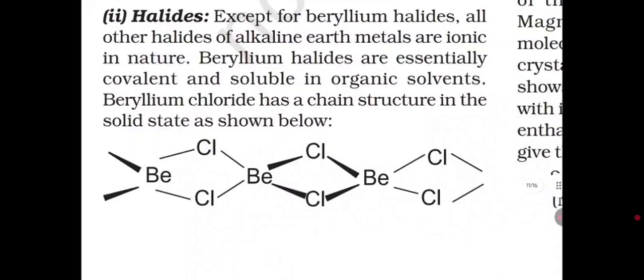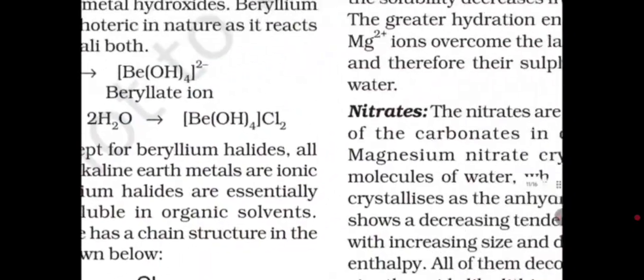Second is halides. Except for beryllium halides, all other halides of alkaline earth metals are ionic in nature. Beryllium halides are essentially covalent and soluble in organic solvent. Beryllium chloride has a chain structure in solid state.